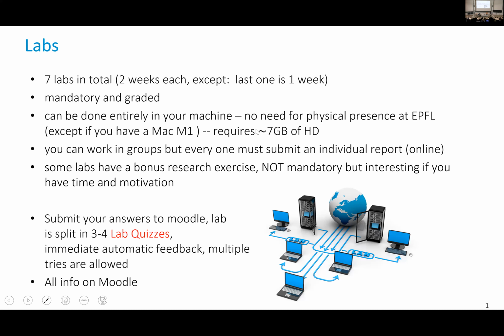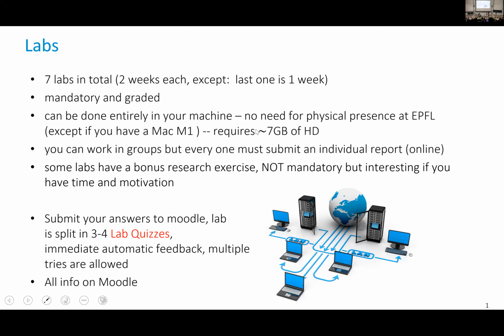Some labs have a bonus research exercise. That means questions that take more time. We acknowledge the fact that you have limited time for this course. This is a 6-credit course. The labs are designed to fit in 6 credits. If you're very interested, or if you went very fast in some lab, which may be because, at the beginning for example, you already know Linux virtual machines very well, then you can move on more quickly. And if you're interested, then you can do a bit more. This is what we call the research exercise, and they count for bonus.